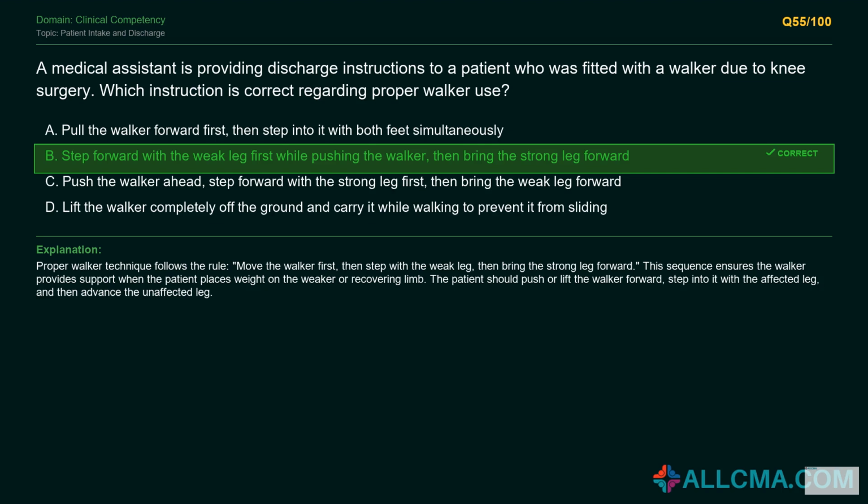The correct answer is B. Proper walker technique follows the rule: move the walker first, then step with the weak leg, then bring the strong leg forward. This sequence ensures the walker provides support when the patient places weight on the weaker or recovering limb. The patient should push or lift the walker forward, step into it with the affected leg, and then advance the unaffected leg.